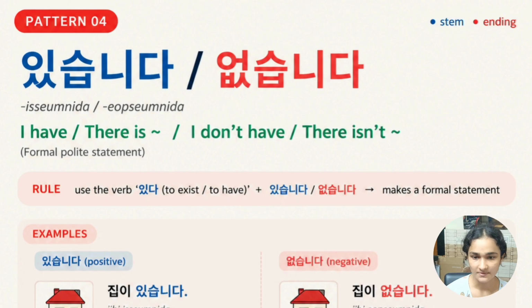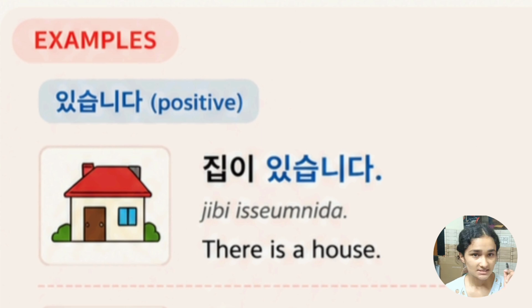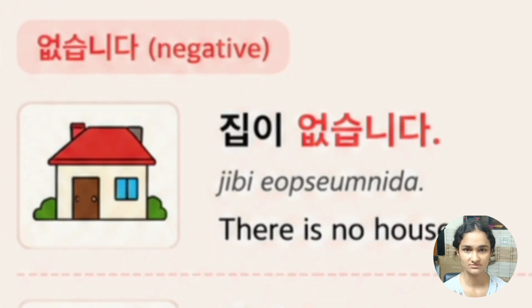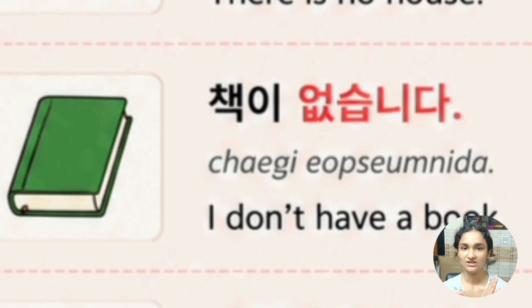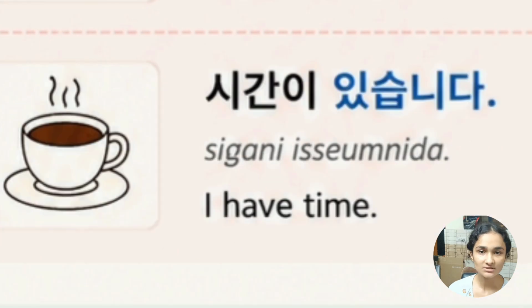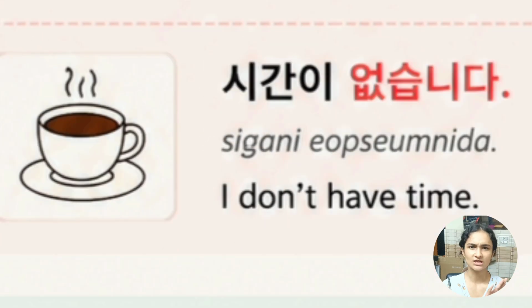Now let's look at the examples. Let's look at the positive examples. 집이 있습니까? Is there a house? Do you have a house? It depends on the context. If someone is asking, do you have or is there, it's completely dependent on what the person is talking about. 집이 있습니까? 네, 집이 있습니다. And the second is 집이 없습니다. No house. There is no house. 책이 있습니까? 책이 있습니다. 아니요, 책이 없습니다. 시간이 있습니까? 시간이 있습니다. 아니요, 시간이 없습니다.